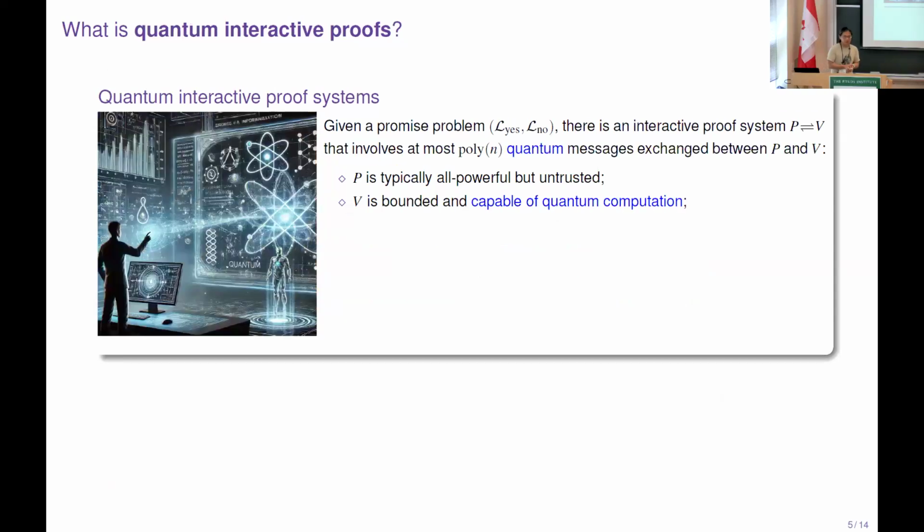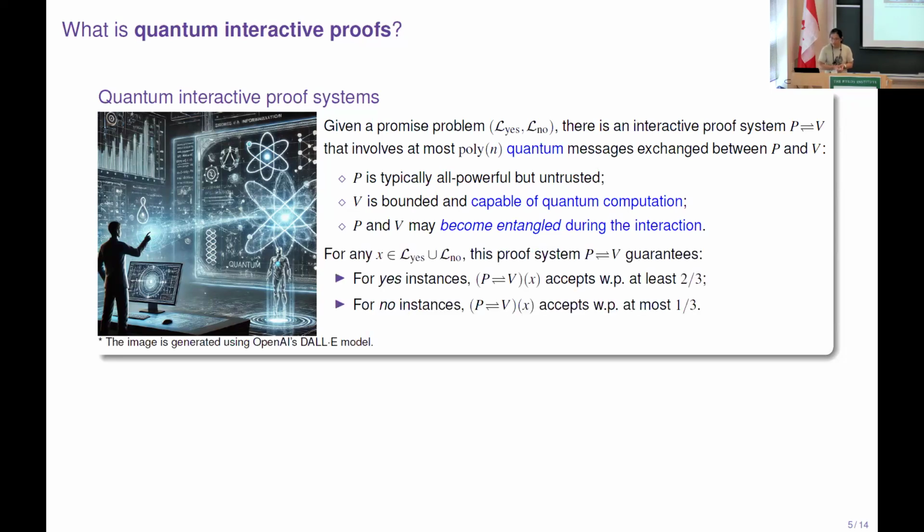Now I move to quantum interactive proofs. The setting is very similar. We still have an all-powerful prover, and now the verifier can do quantum computation. The messages exchanged between the prover and the verifier are quantum. Also, at the beginning there's no entanglement between the prover and the verifier. The entanglement could be created during such interactions. It's kind of like this picture drawn by ChatGPT. And similarly, we have this threshold. This model was introduced by Kitaev and Watrous.